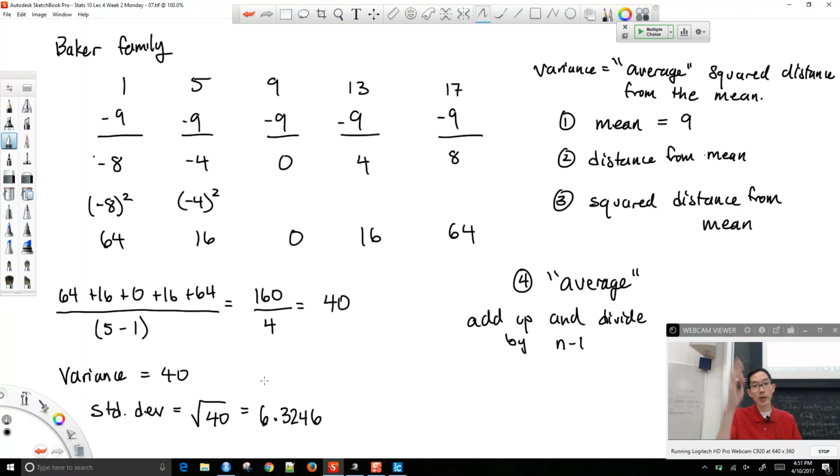If you did the same process, and I leave it to you as an exercise as you go over your notes, find the standard deviation of the Thompson family. You will get the value 1.5811. Now, rather than just eyeballing it and saying the spread of ages in the Baker family is larger than in the Thompson family, you can look at the standard deviations. The standard deviation of the Baker family is 6 point something, and the standard deviation of the Thompson family is around 1.6. This number is bigger than that number, therefore the spread in the Baker family is more than in the other family. Okay, so that's what we have.